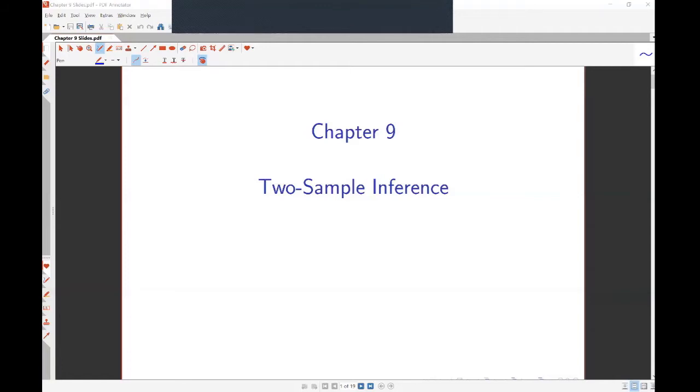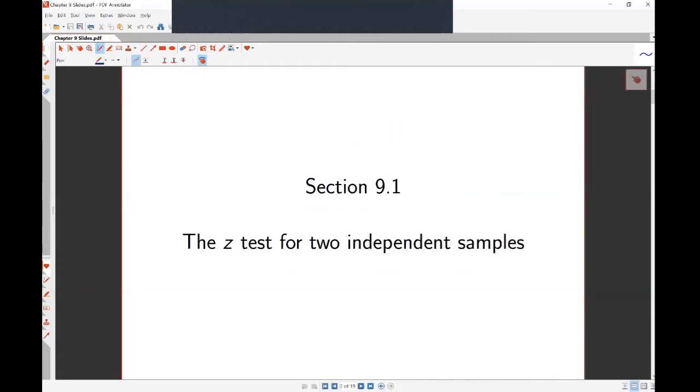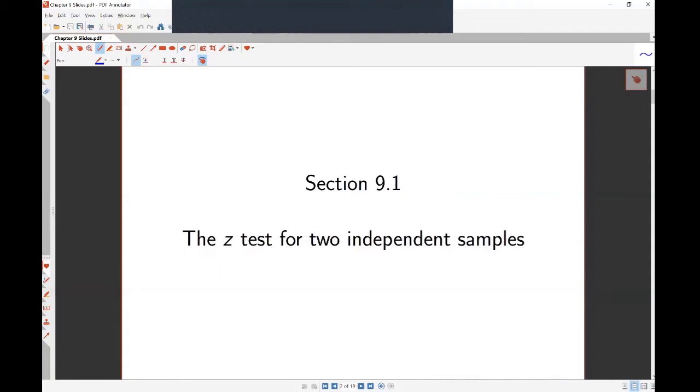Well, now in chapter 9, we're expanding how we approach the problem by not having a single sample anymore, but by having two different samples. So we're going to today look at the idea of a z-test. Z-test, again, that should be a keyword for telling you underlying normality.